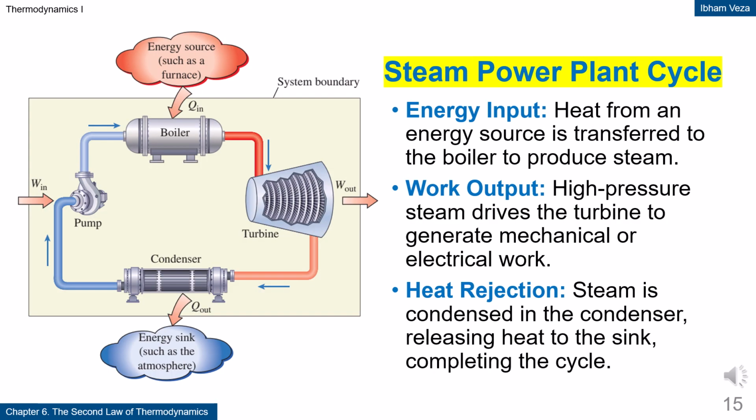Steam power plant cycle. A steam power plant is a real example of heat engine application. Heat from an energy source is used to produce high-pressure steam in the boiler. This steam then drives a turbine to produce work. After that, the steam is condensed and its heat is rejected to the surroundings. This cycle repeats continuously as long as the plant operates.